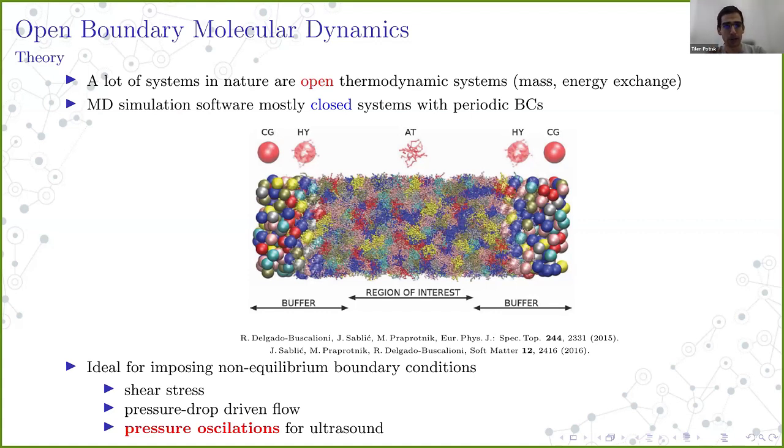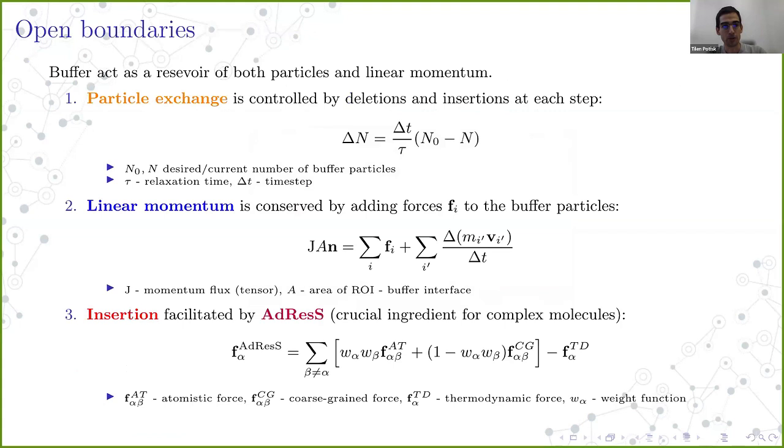And this is not only with the goal of having this open thermodynamic system, but it turns out that this framework of OBMD is ideal for imposing non-equilibrium boundary conditions. For example, shear stress, pressure drop during flow, and in this case, pressure oscillations, which can be used to induce ultrasound. And so there are three main ingredients behind OBMD.